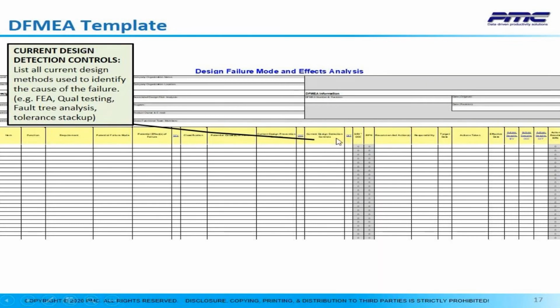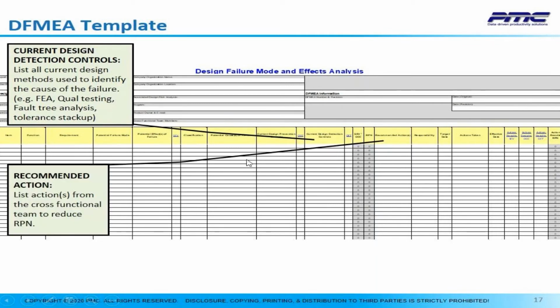Then, based on the methodology you're going to use in your organization, you're going to start taking some actions, and that's where the recommended action comes in. Here, we're going to list the actions from the cross-functional team to reduce the RPN or the risks.